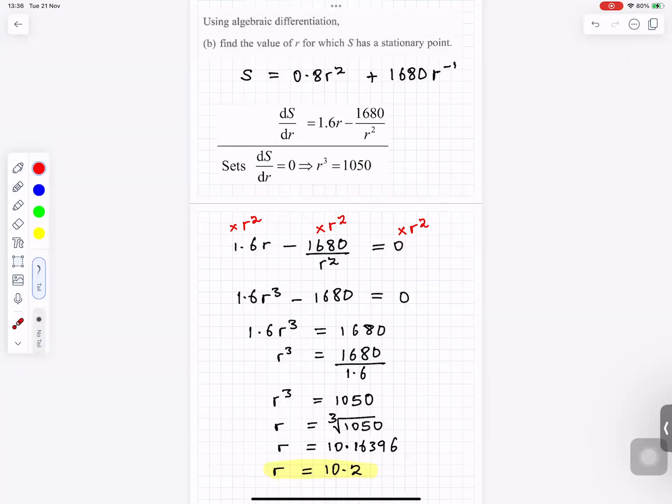When you put that equal to 0, you would multiply by r squared throughout. So that'll be r cubed. So you take minus 1680 to the right and divide by 1.6, and then you find the cube root. You get r to be 10.2.